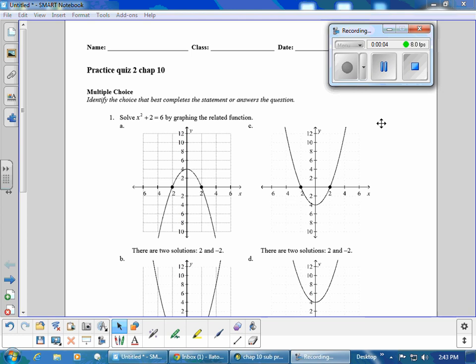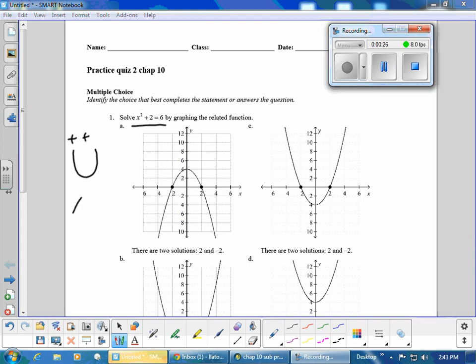Okay, let's go over the practice quiz, how to do this. Question number 1. So you're going to have a quiz on Friday. It's going to be similar to this, so please pay attention and study this. So we have x squared plus 2x equals 6. We know, because x squared is positive, that it's going to be a happy face parabola.